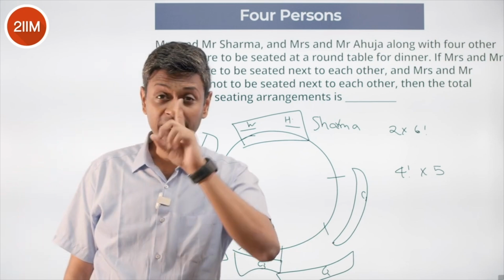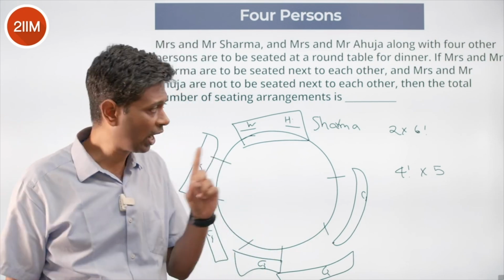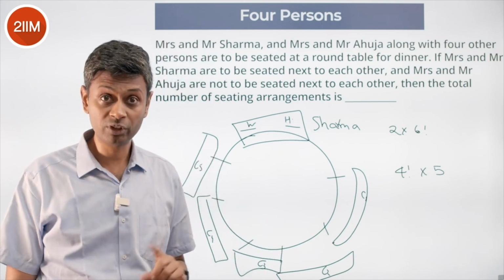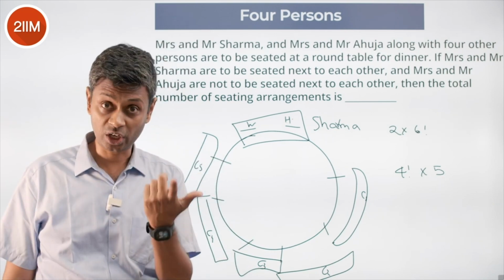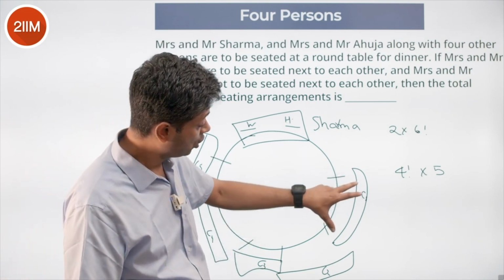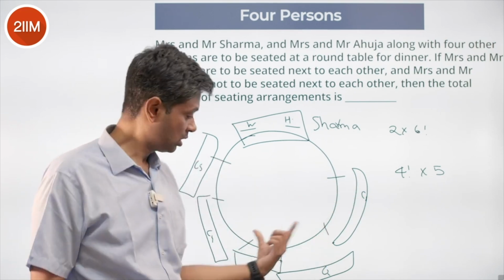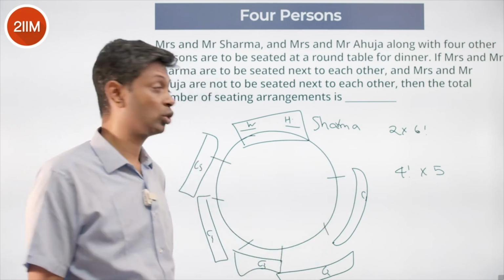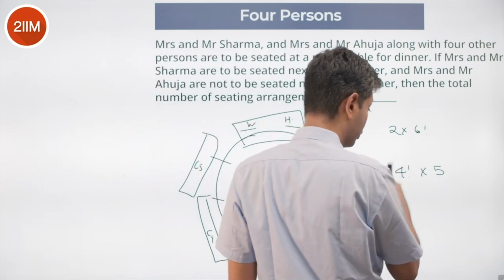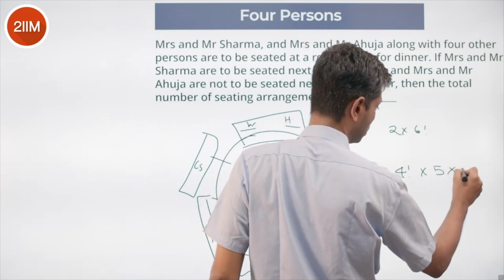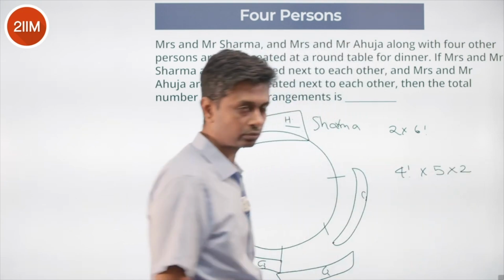One other thing that I need to remember here, which I kind of overlooked when I did this question originally, is the fact that Mrs. and Mr. Ahuja in each of these combinations could be husband and wife or wife and husband. Husband and wife, husband and wife. Husband and wife, husband and wife. So it is not just 4 factorial into 5, it is 4 factorial into 5 into 2.